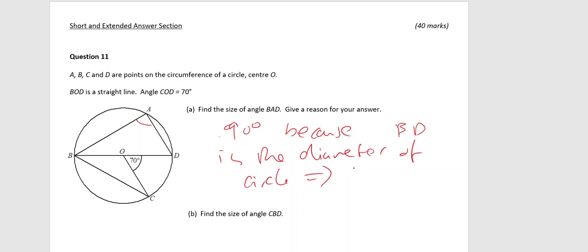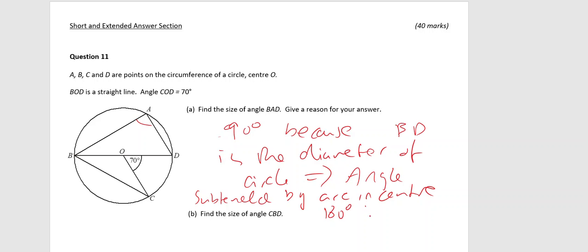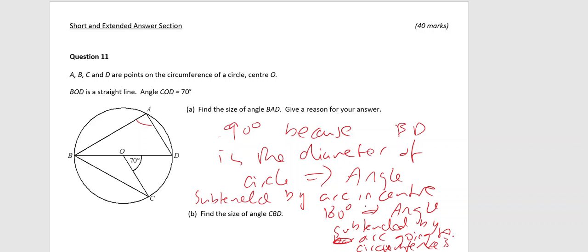Therefore, the angle subtended by arc in the center is 180 degrees. So therefore the angle subtended by the arc going to the circumference is half of that, which is 90 degrees.